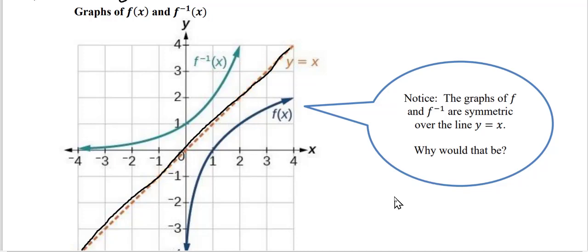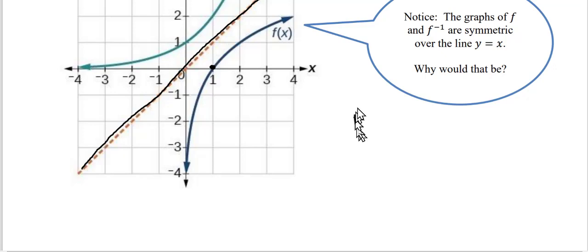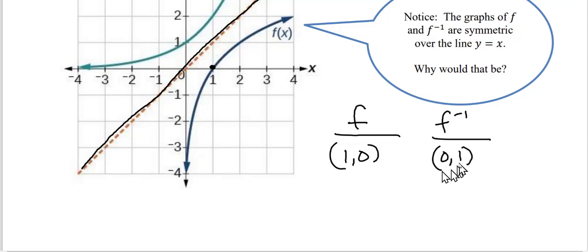I want to think about why that is the case. Let's think about this point here. That point is the ordered pair (1, 0) on f. On f inverse, that means we should have the ordered pair (0, 1). We are switching the x's and the y's, right? So you're flipping those values. This is the ordered pair (0, 1).